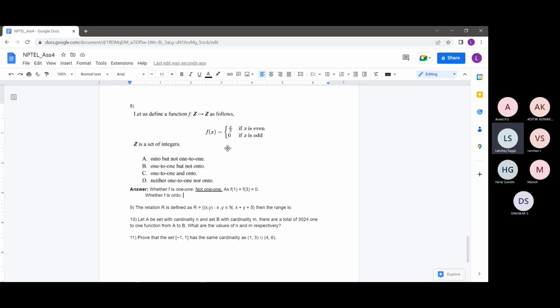Basically, for all odd numbers, it takes the value 0. So at least 0 is covered. The codomain is all of Z, so for the function to be onto, the range should cover all integers. The integer 0 is covered in the range by all odd values, so we're left with non-zero integers. I think you've written that it won't be onto, but I think it would be onto.